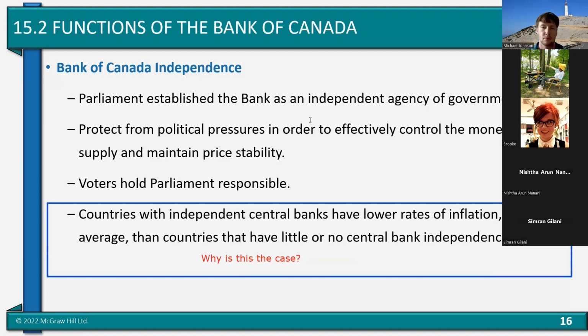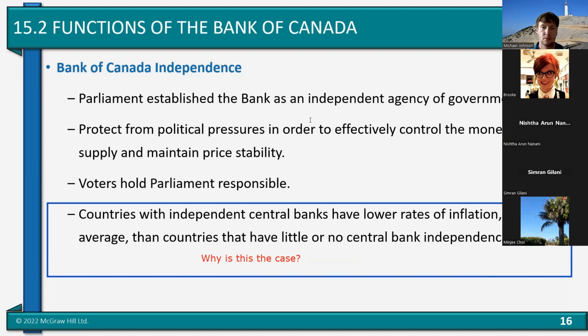Is it to do with coordination or lack of coordination? Yes, that's true. It's good to coordinate across different countries. Yeah, good job, Brooke. Also, yeah, lack of coordination.